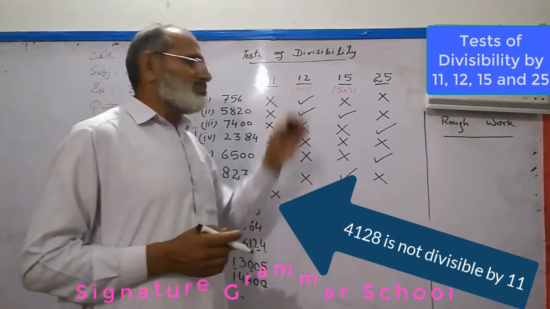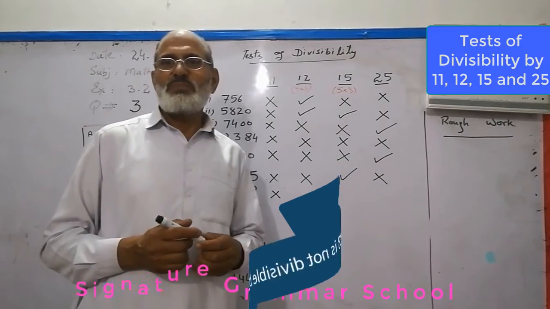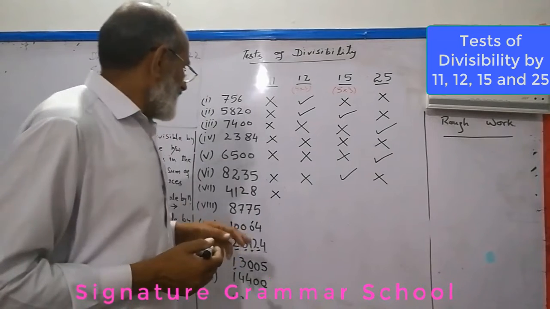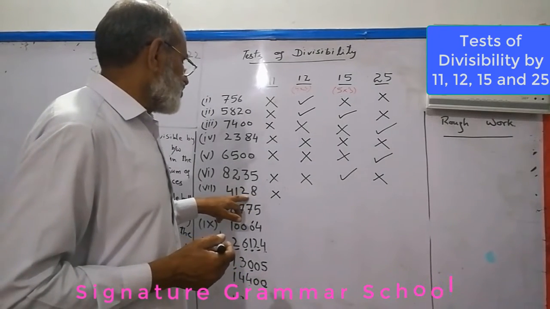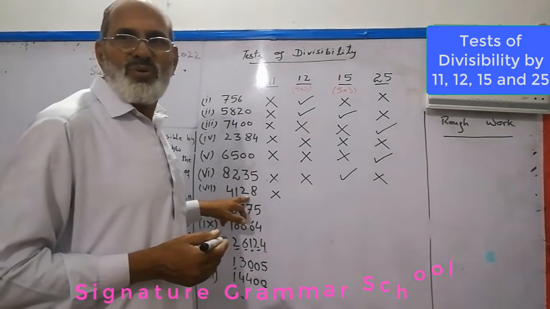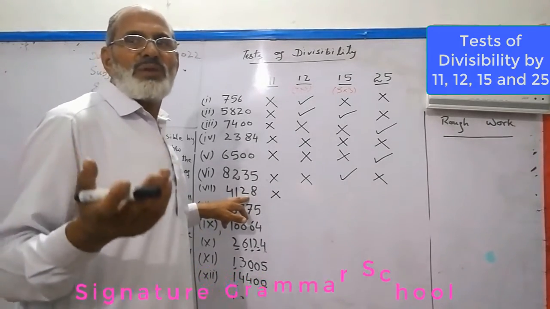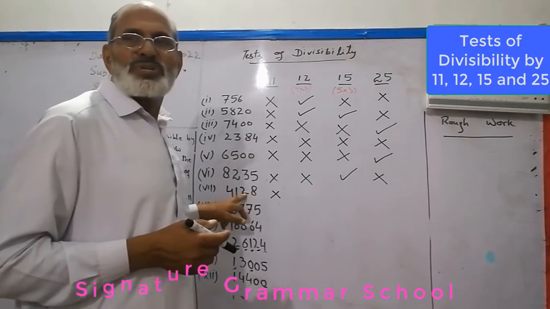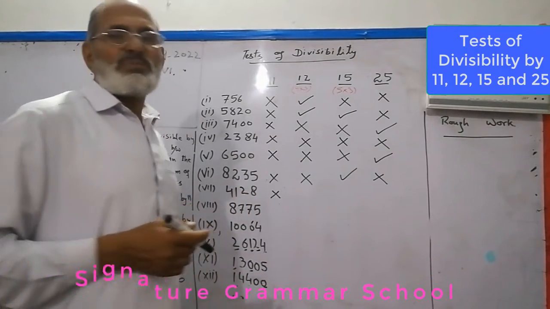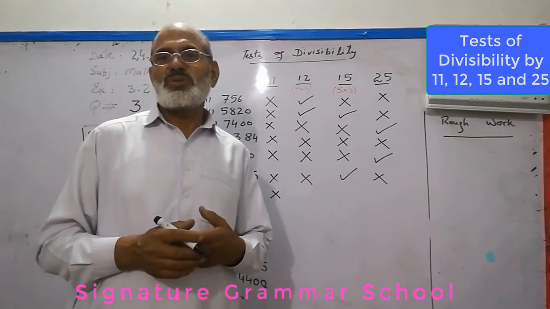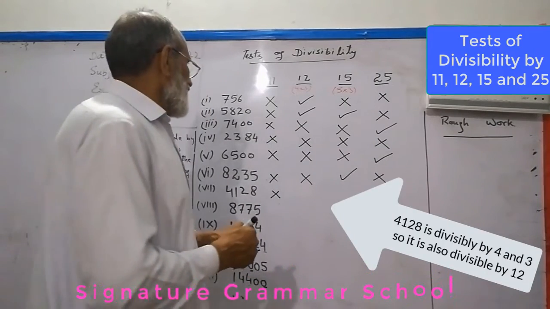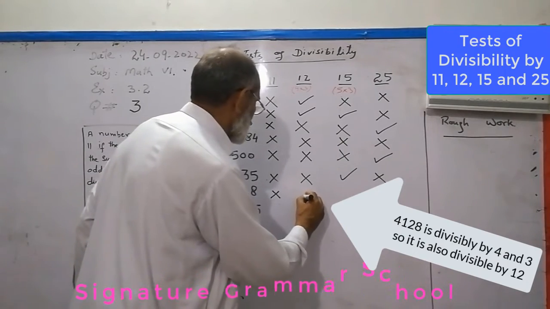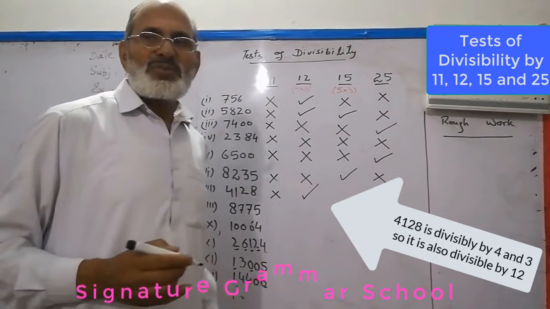For 12, I have two conditions. The value must be divisible by 3, and the value must be divisible by 4. Let's see. Yes, of course it is divisible by 4 because 28 comes in the table of 4. Is it divisible by 3? 8 plus 2, 10. 10 plus 1, 11. And 11 plus 4, 15. 15 comes in the table of 3. Both the conditions are met. Hence, in this case, 4,128 is divisible by 12.